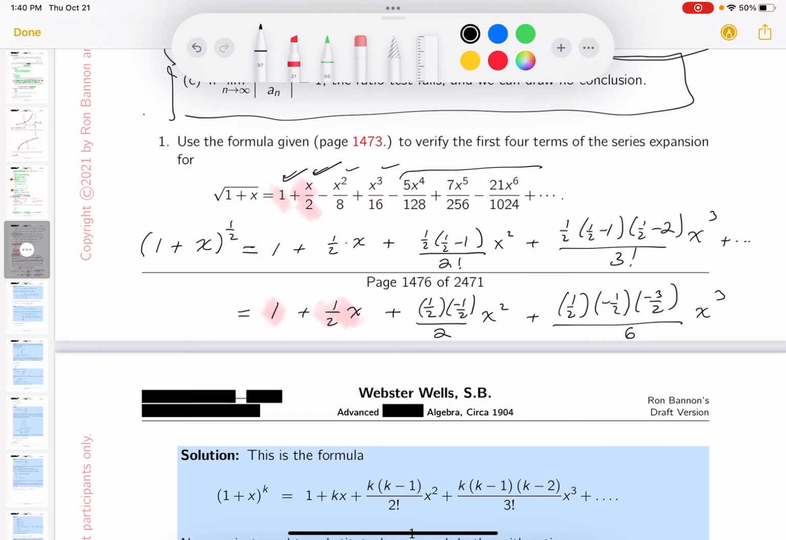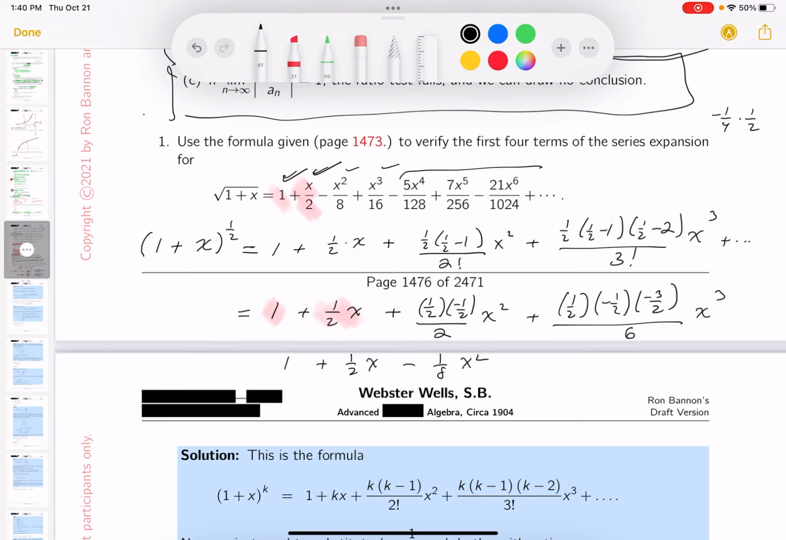What do I get over here? Well, 1/2 times minus 1/2. I'll do this on the side for you. It's minus 1/4. And if you're dividing by 2, you get minus 1/8. And I'll write that down for you. So it's going to be 1 plus 1/2 x minus 1/8 x squared.